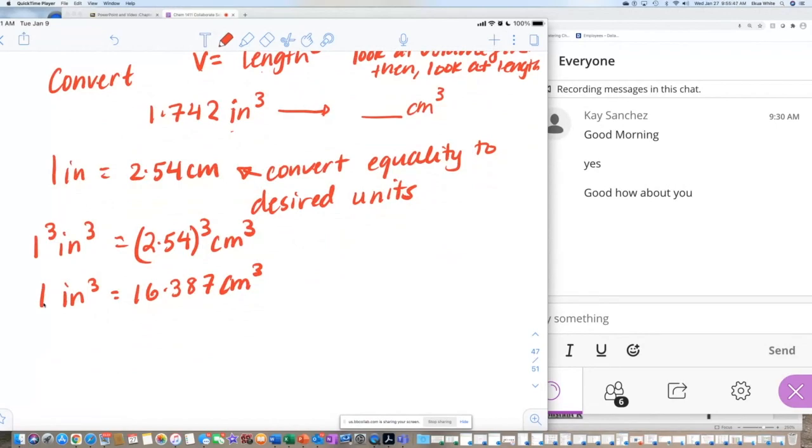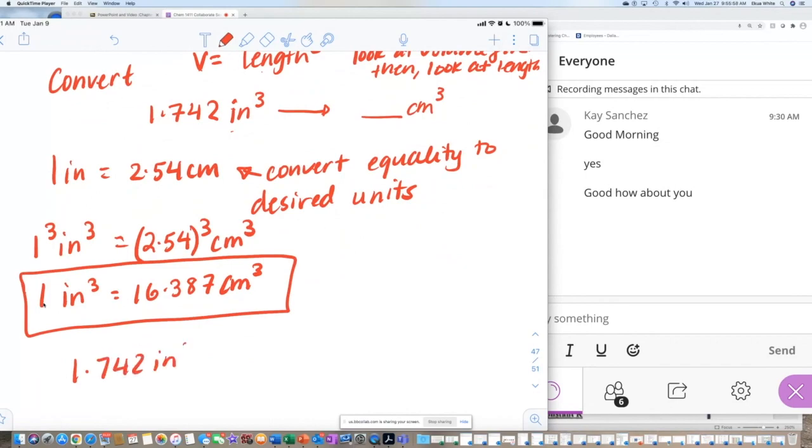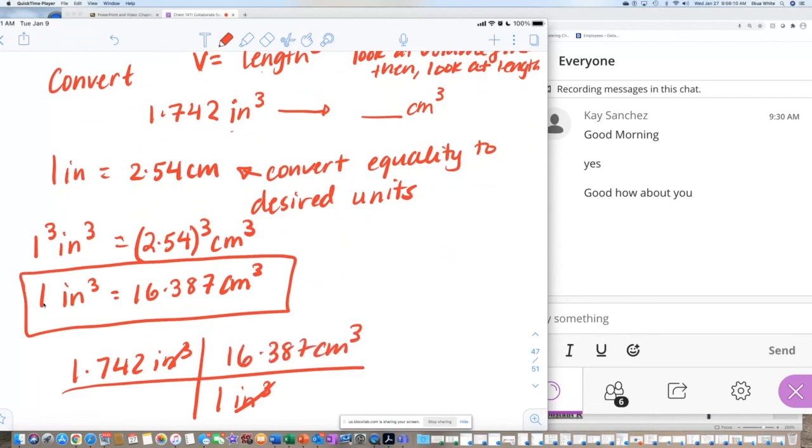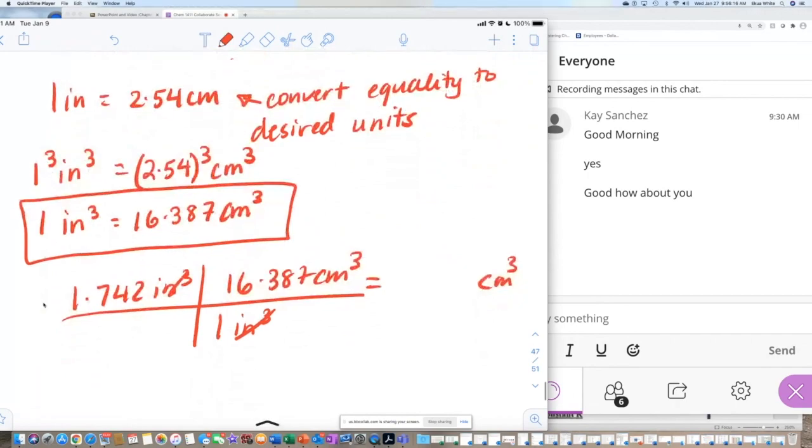I can use the conversion as I need it. So I'll start. This is finally the desired unit. I start with my given number, the one I made up, 1.742 inches cubed, and then you have 1 inch cubed on the bottom, right? These have to match, and this is 16.387 centimeter cubed, and we are done. Okay, so my answer is now in centimeter cubed.